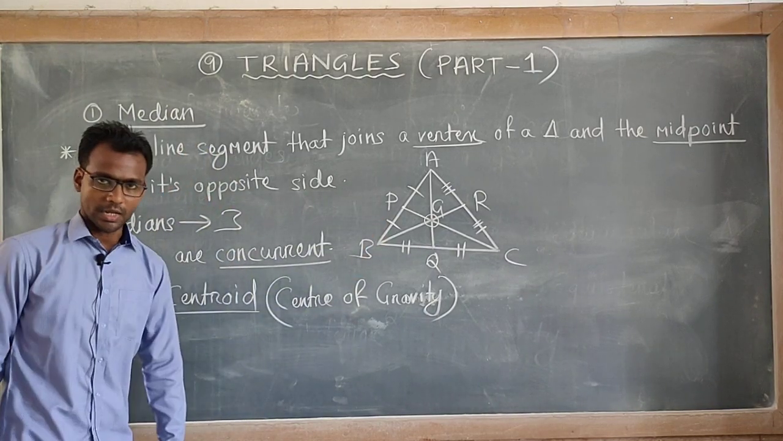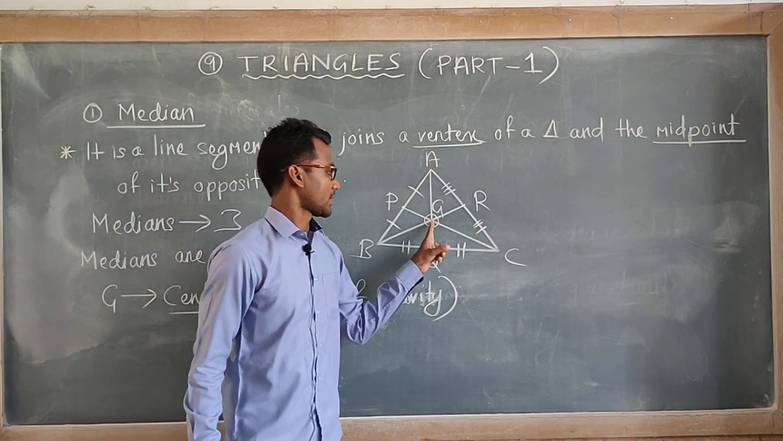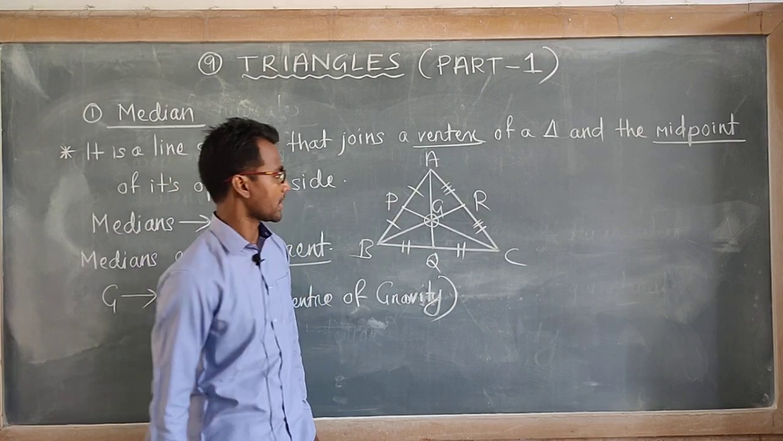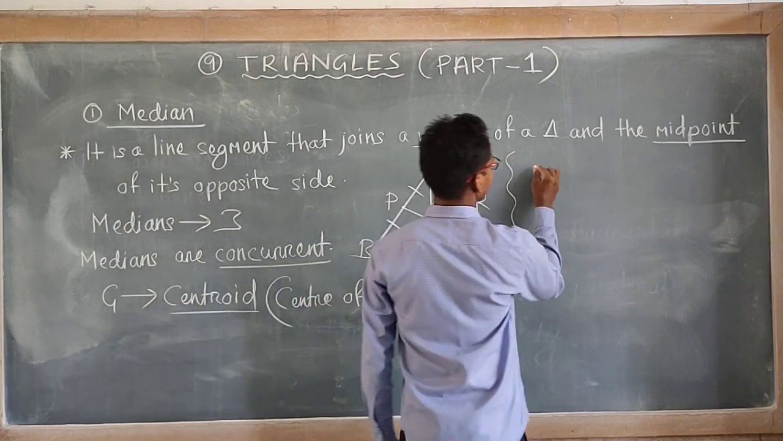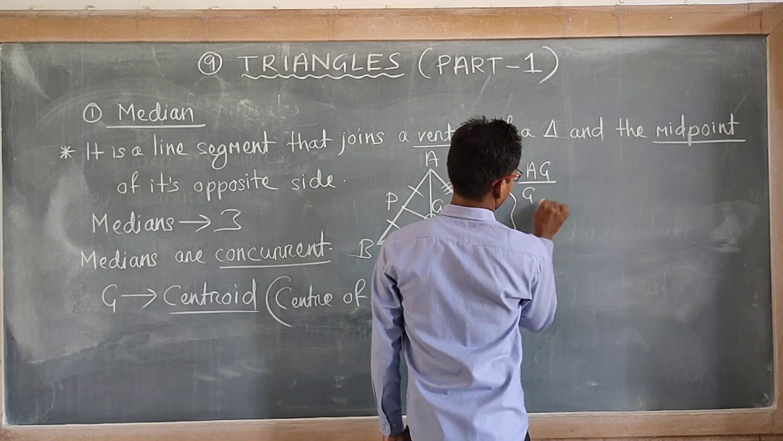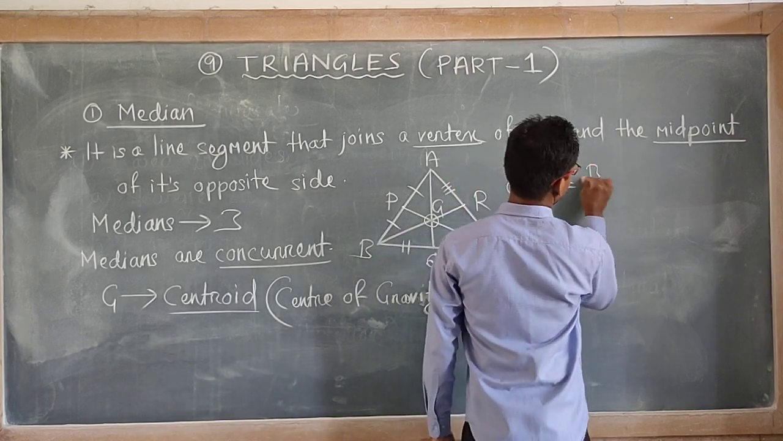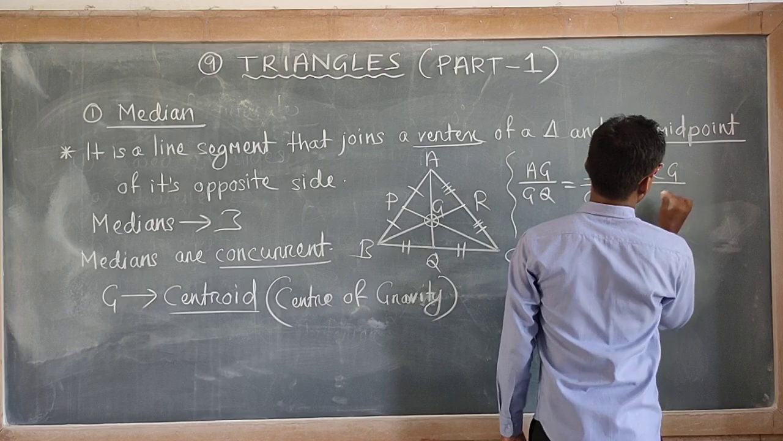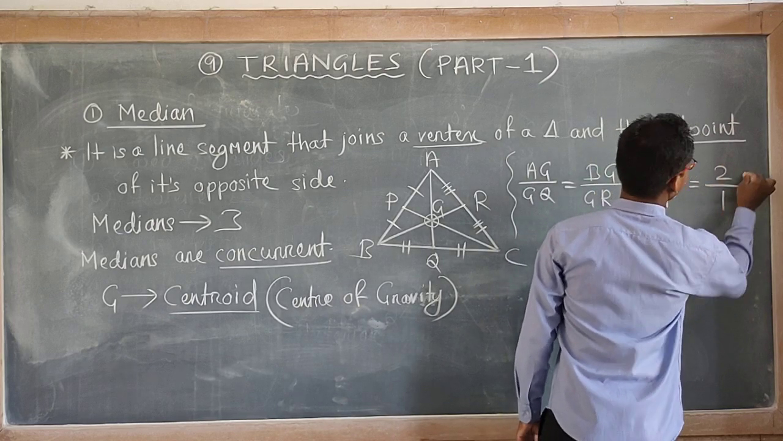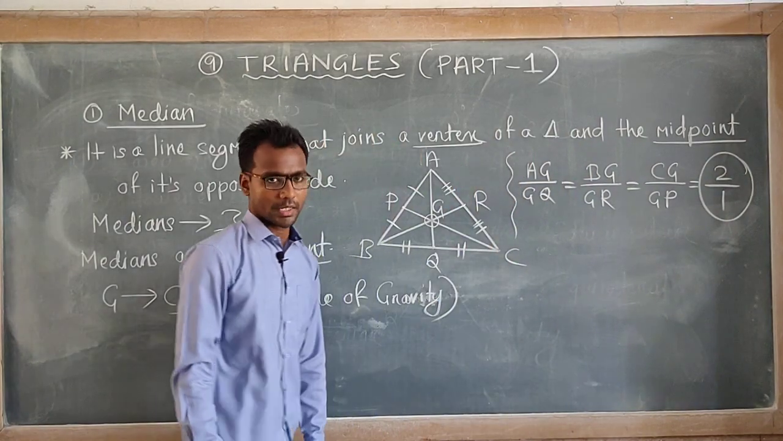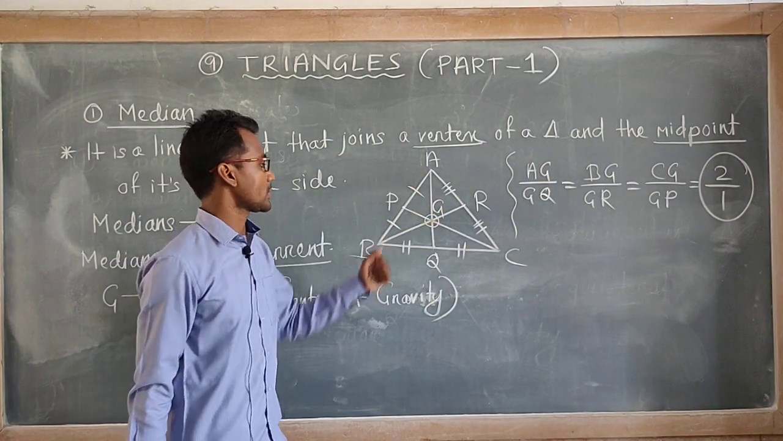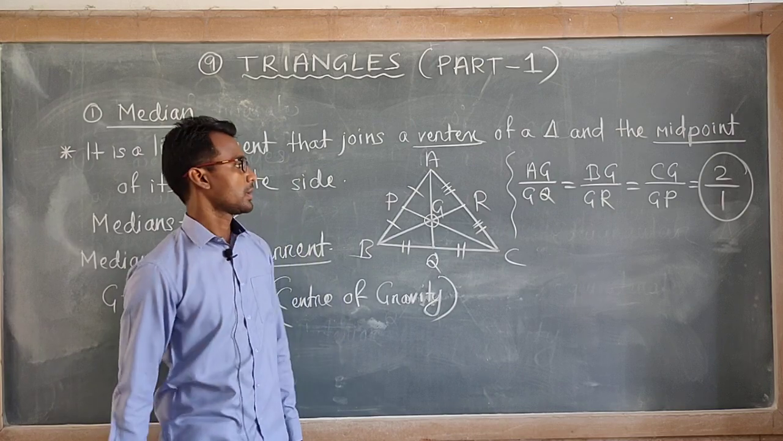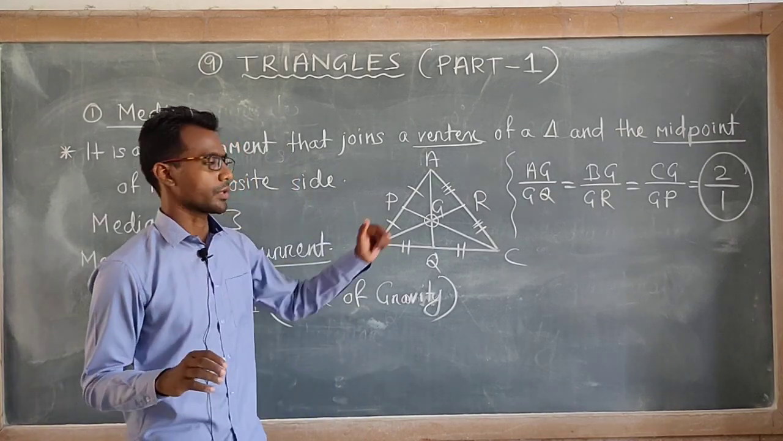And one more important property we have. Remember, the centroid divides each median in the ratio 2:1. That means AG by GQ is equal to BG by GR is equal to CG by GP is equal to 2/1. Remember this relation. AG by GQ is equal to BG by GR is equal to CG by GP is equal to 2/1. So centroid divides its median in the ratio 2:1.